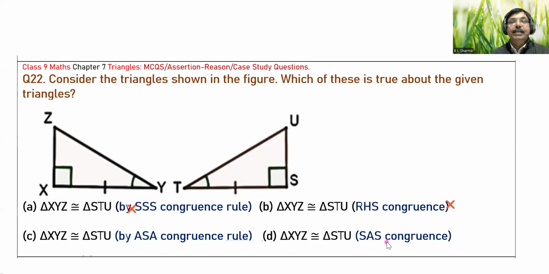Two sides and included angle are not given. Only one side is given. So that is also not correct. But see, angle, side, angle, the two triangles are congruent. So C is the correct option.